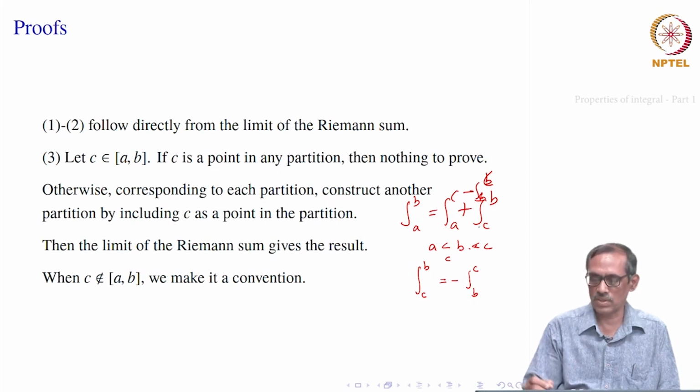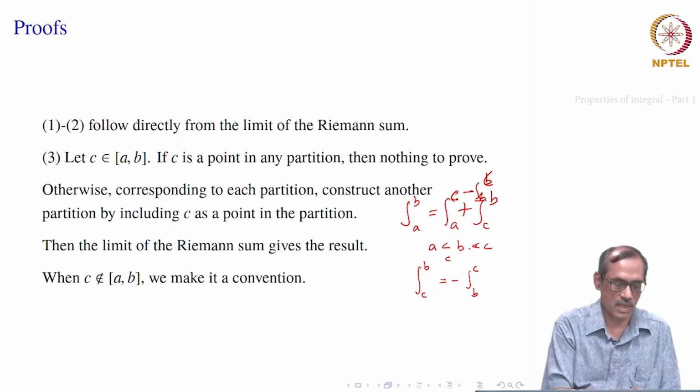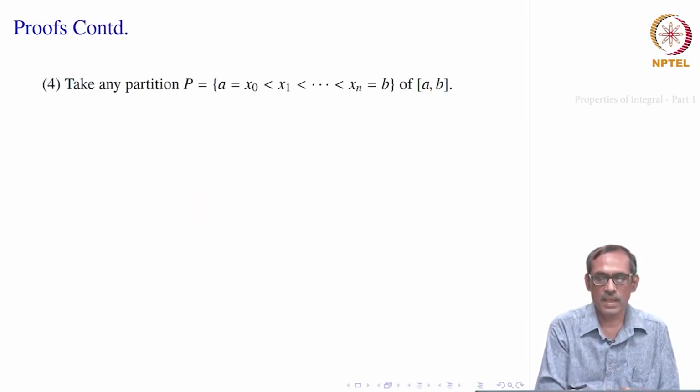That is why we put this convention, so that we need not worry whether this upper limit c is bigger than a or not. The same symbol will carry over the meaning. So, this is an extension of the definition as a convention we are putting in. Even if c does not belong to [a, b], we will assume that this property holds.